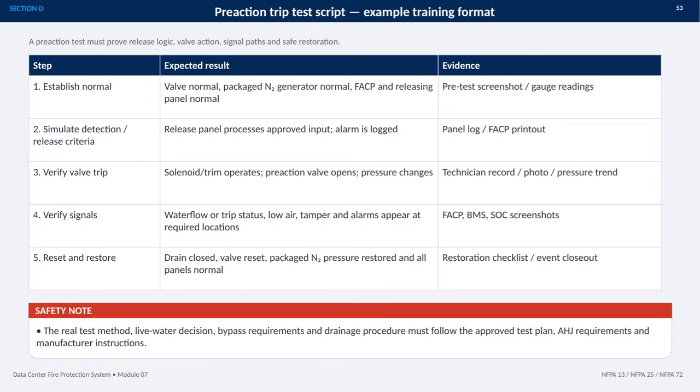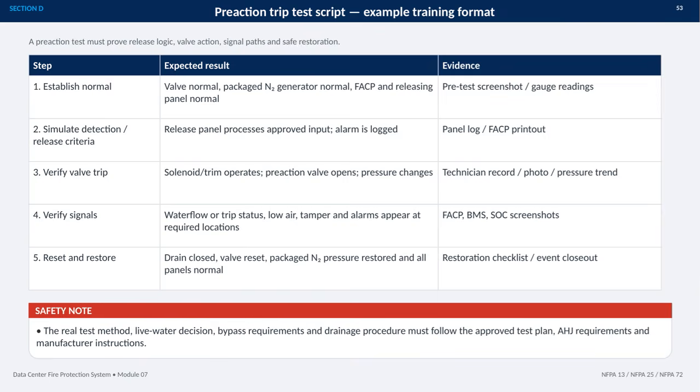This slide presents an example format for a pre-action trip test, organized around 5 steps and the evidence required for each one. The purpose is to demonstrate the complete chain, not simply to make the valve operate. The test must prove release logic, valve action, signal paths, and safe restoration. First, establish and document normal conditions, including the valve, packaged nitrogen generator, fire alarm control panel, and releasing panel.